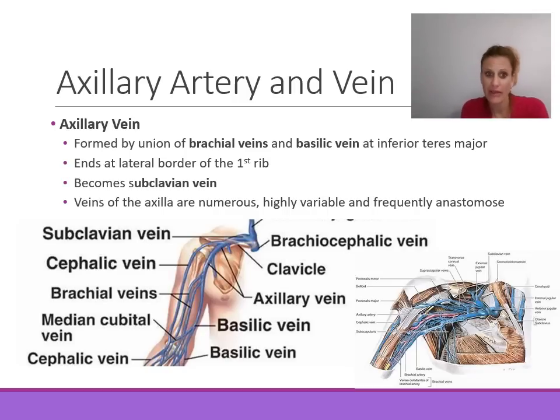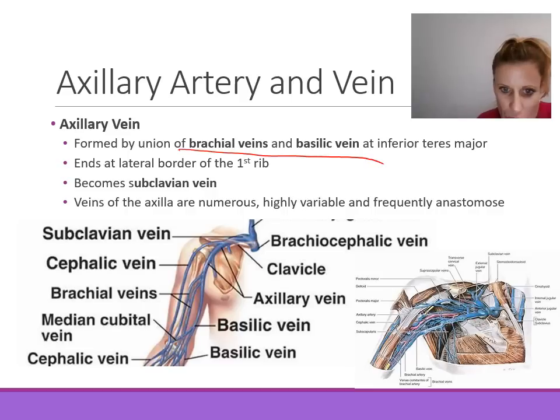The axillary vein follows a really similar pathway to the axillary artery as far as the location of it. The axillary vein is formed by the union of the brachial veins and the basilic vein at the inferior edge of the teres major. So you see that here. You see the basilic vein coming at the pinky side, and then it merges with the brachial veins, which were deeper and running up along the humerus. That forms the axillary vein.